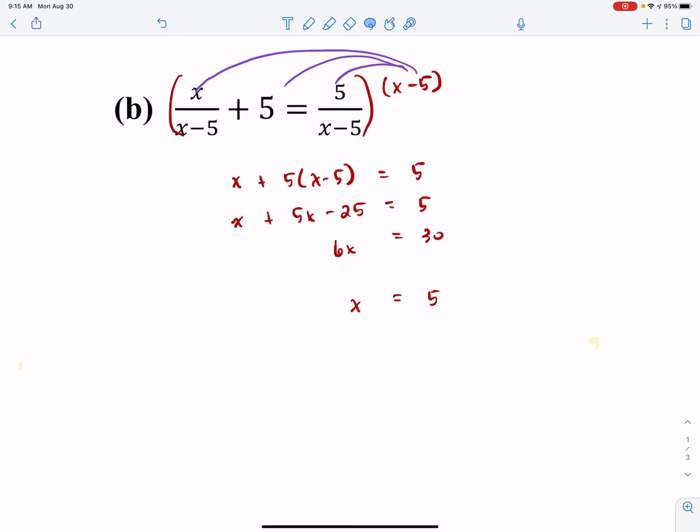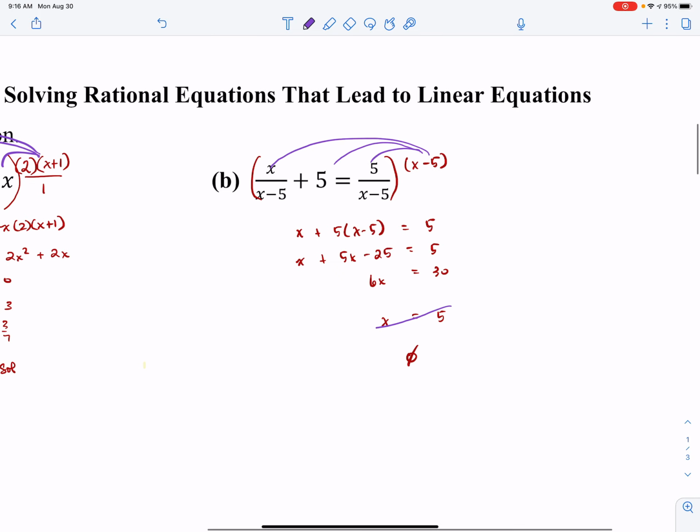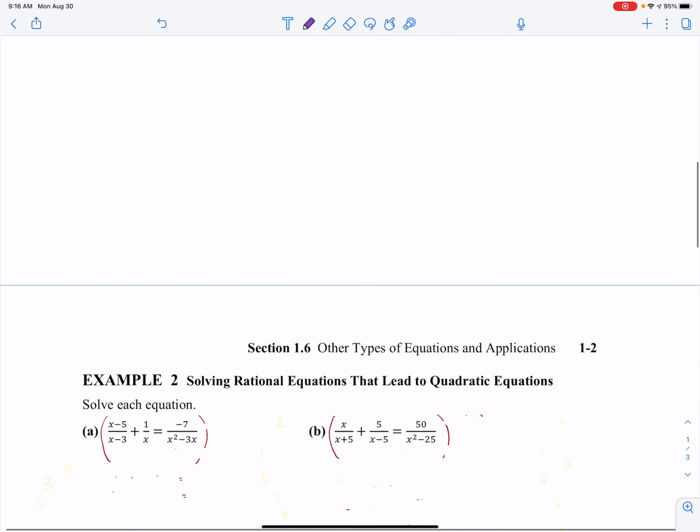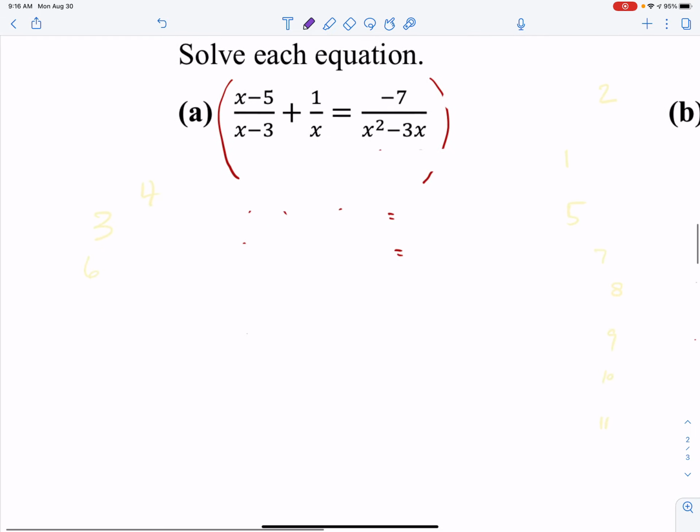Now let's take our solution and substitute it into the original equation. Unfortunately, this solution causes a 0 on the bottom. That means I have to throw this solution out. It's a bad solution because it makes the denominator equal to 0. I have no solutions for this particular equation. Let's go to example number 2.